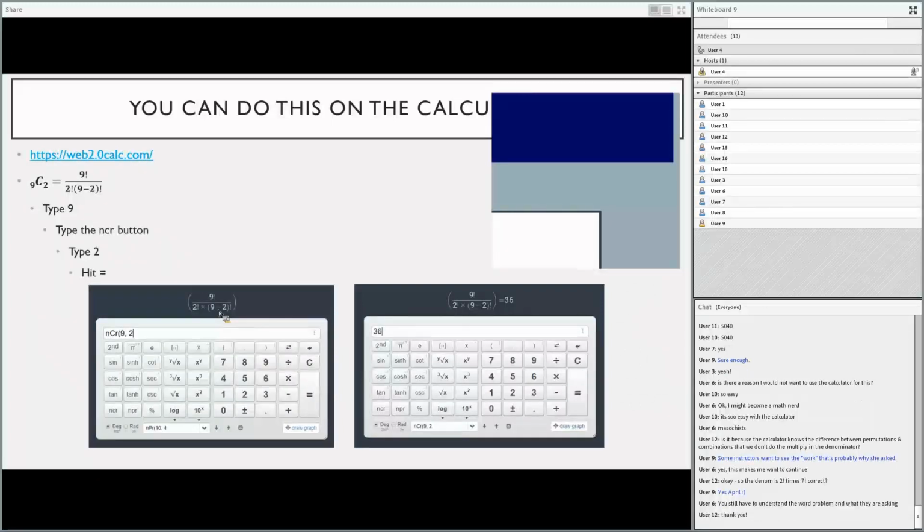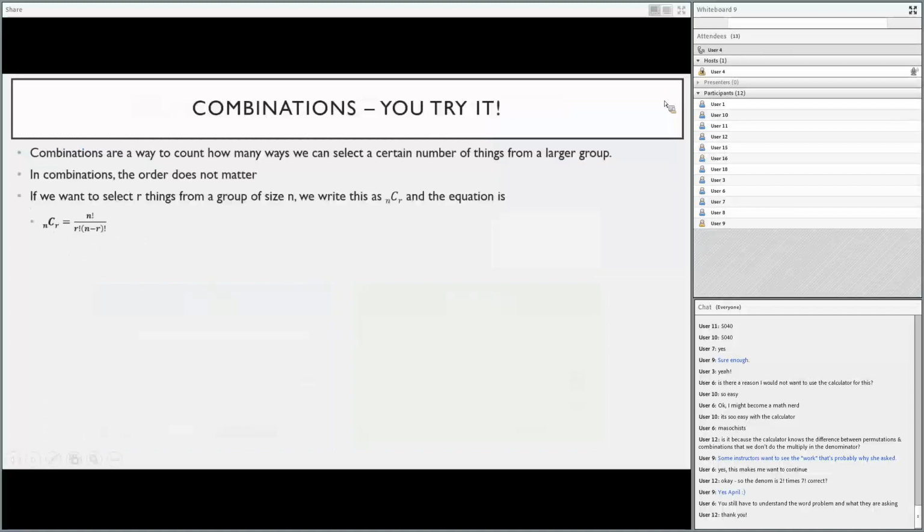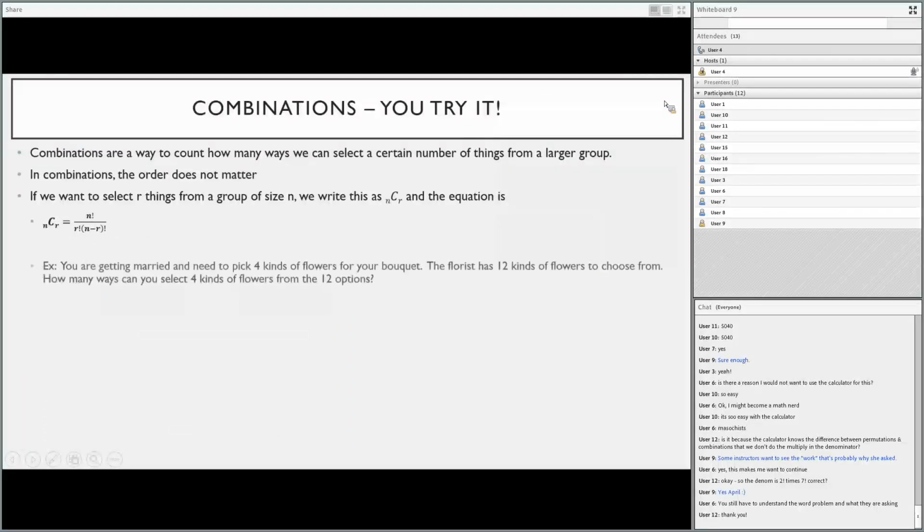Okay, sorry, now I got lost in the questions because I looked away from the screen. April says, okay, so the denominator is 2 factorial times 7 factorial, correct? Yes, that's right. Janet says, you still have to understand the word problem and what they're asking. Yes, exactly. So I'd rather you spend your time figuring out how to interpret a problem and then apply the correct steps with technology than to practice multiplying until you're blue in the face. Any other questions about anything we've done so far?